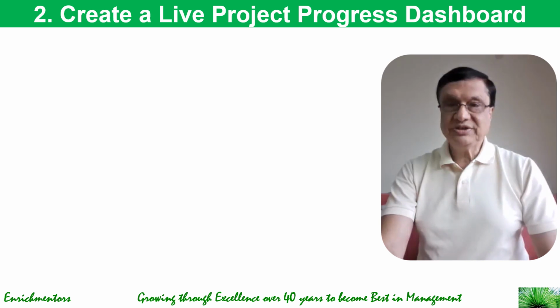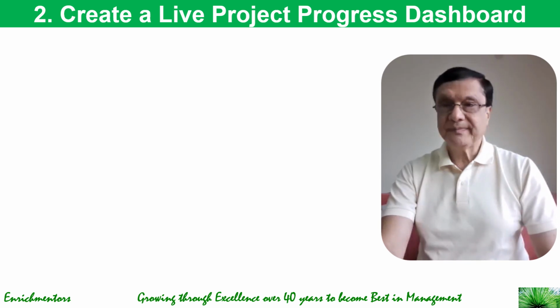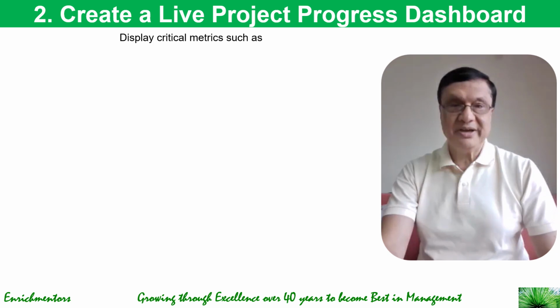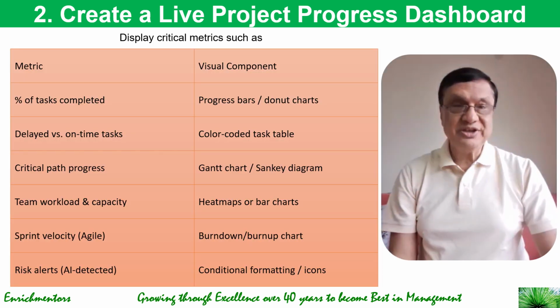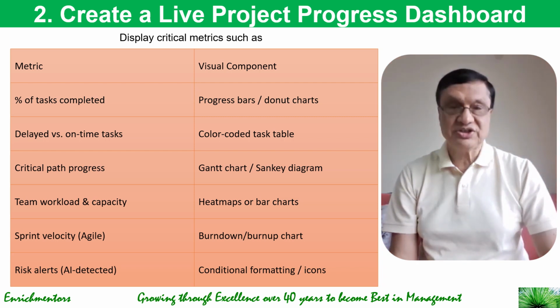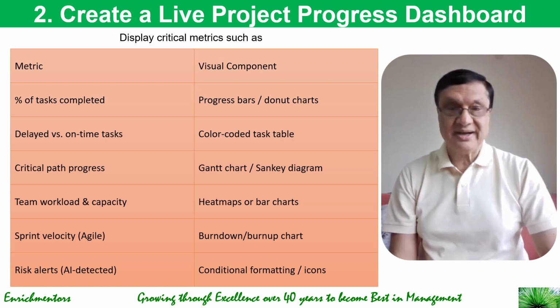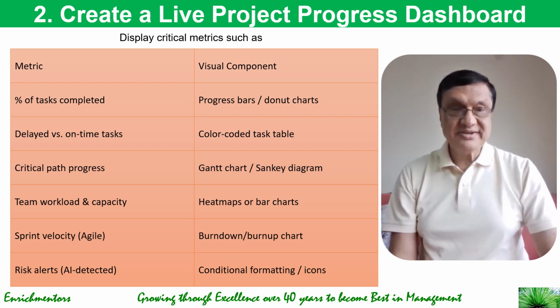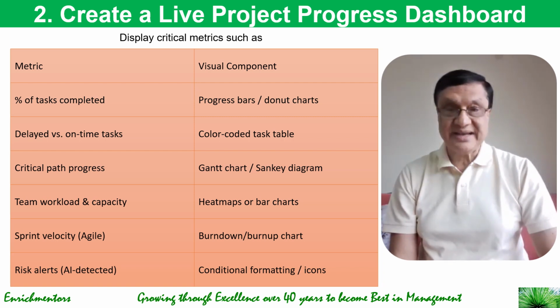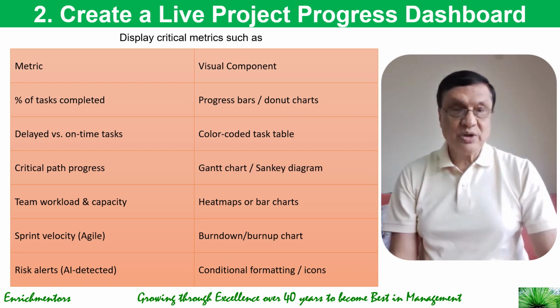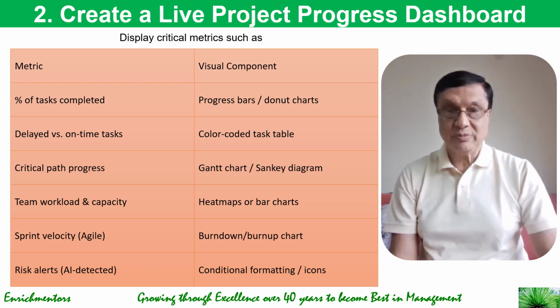Then you create a live project progress dashboard, and there you can display critical metrics. What are these critical metrics? You could look at percentage of tasks completed, with the visual component of progress bars and donut charts. Then you can visualize delays versus on-time tasks with a color-coded task table. You can visualize the critical path progress with Gantt charts and Sankey diagrams, and the metrics of team workload and capacity could be visualized with heat maps or bar charts.